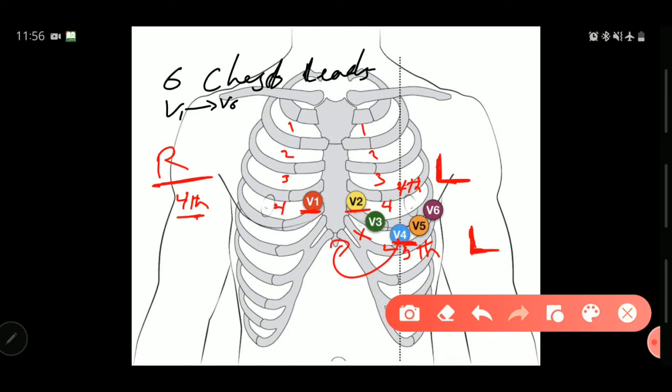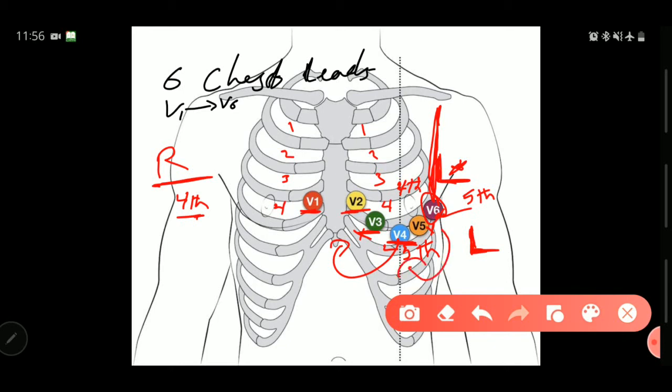Okay, now go to V number 3. V number 3, you put it between V number 2 and V number 4. You put here V number 3. Okay, now don't go to V number 5, go to V number 6. V number 6, you put it also at the 5th intercostal space, exactly on the mid axillary line. That is the mid axillary line. For those who did study Gray's anatomy, that is the axilla, and you put here the V number 6, that is the mid axillary line.